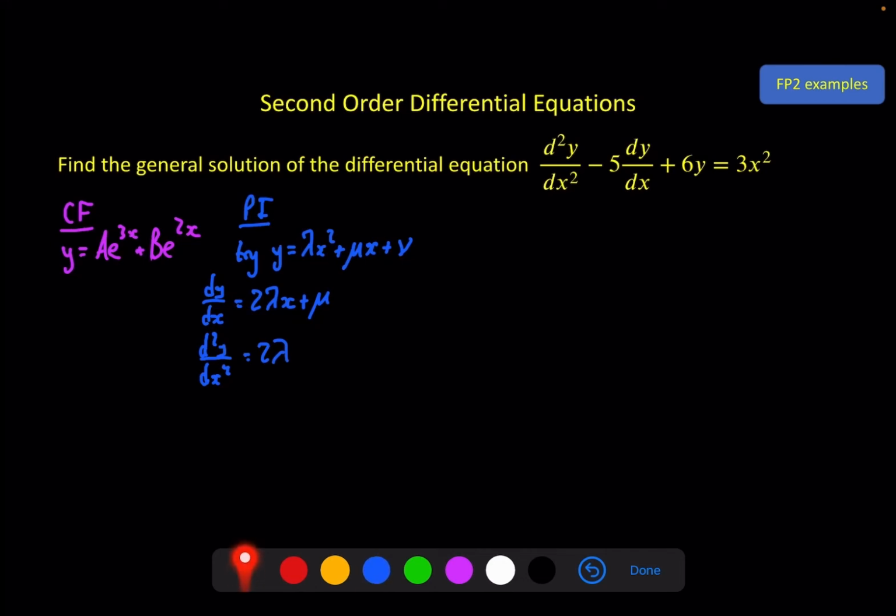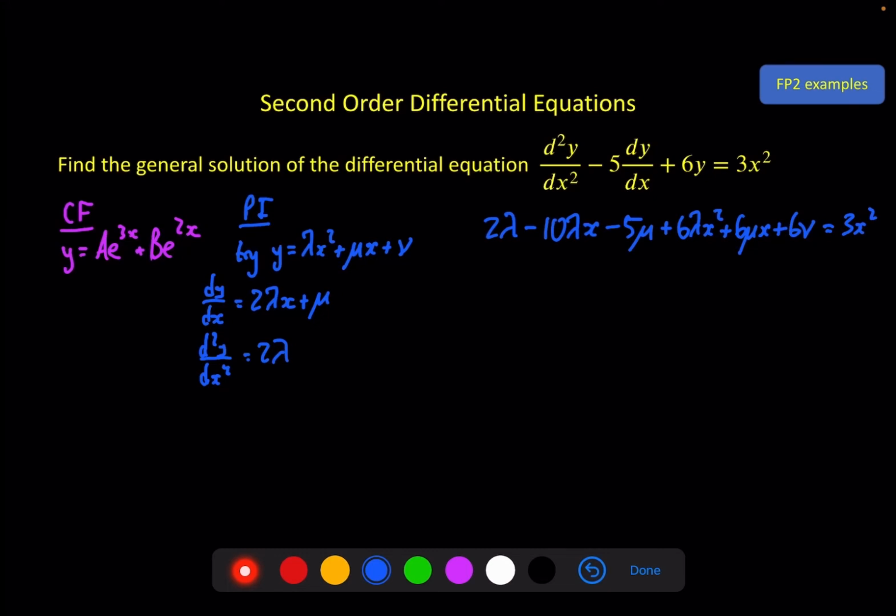Now to find out what these three constants are, I need to put it into this equation here. So the second derivative is just one of those, so that's 2λ. First derivative, there's minus 5 of these, so that's minus 10λx minus 5μ. And the particular integral that I'm trying is 6 of these, so we've got 6λx² + 6μx + 6ν. I'm running out of space, but all of that has to equal 3x².